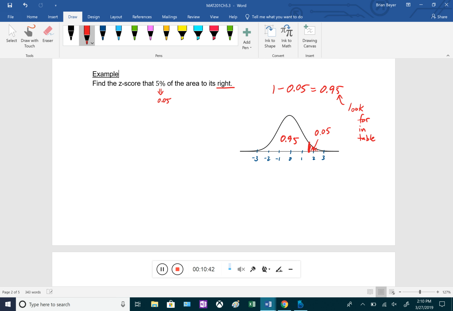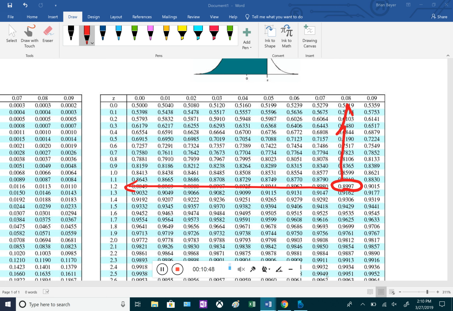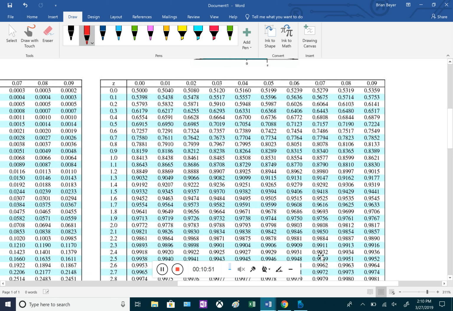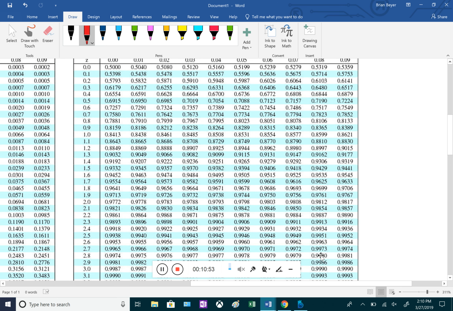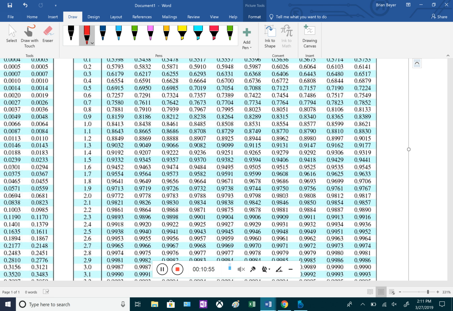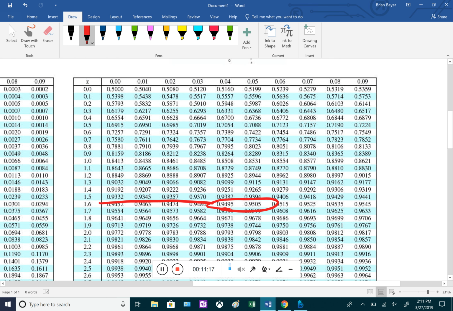Okay, so it was given to us as area to the right. We had to find the area to the left first. So looking for 0.95 in the table, we know it's going to be over here on the right because it's greater than 0.5. So 0.95, we get to right here. So 0.9495 and 0.9505. It is exactly the midpoint between those. It is the average of those exactly, the median. So what we have to do is take the average of their two z-scores. So we have to take the average of 1.64 and 1.65.